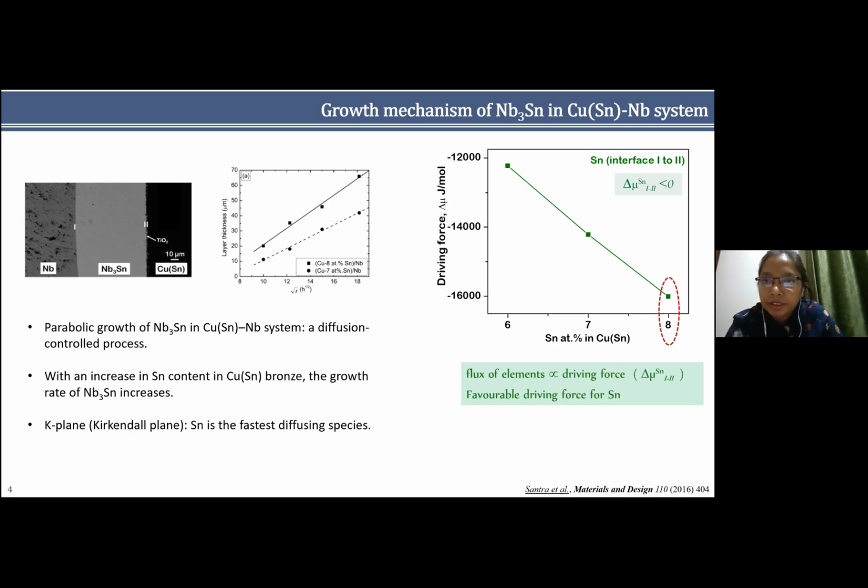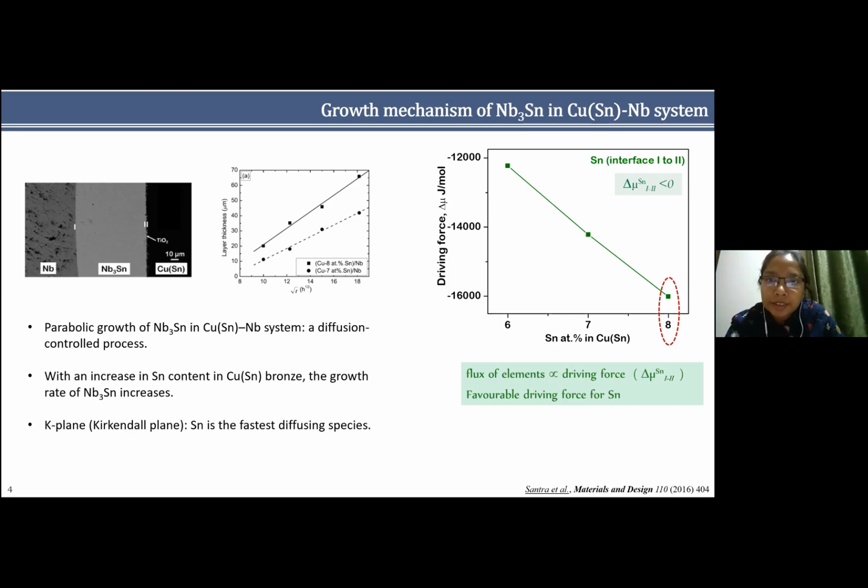So you could see on the right side of the figure where I have shown the change in driving force with the variation of 10 atomic percentage. So let us assume only 8 atomic percentage. You could see the driving force is negative, which means the chemical potential is negative. So your free energy is decreasing. So tin has a driving force to diffuse, while for niobium it was positive.